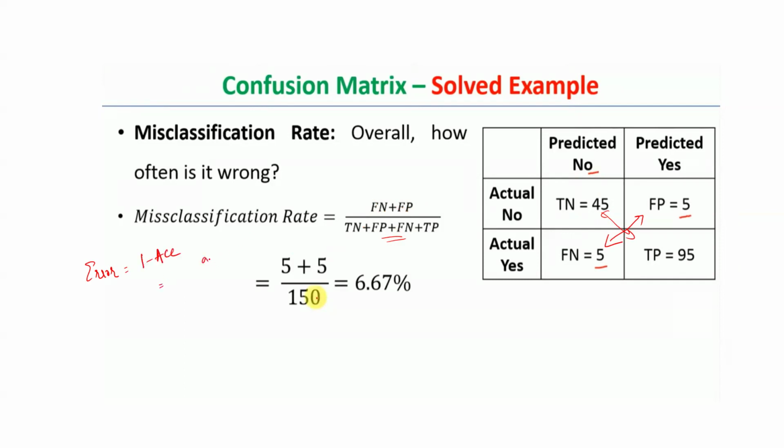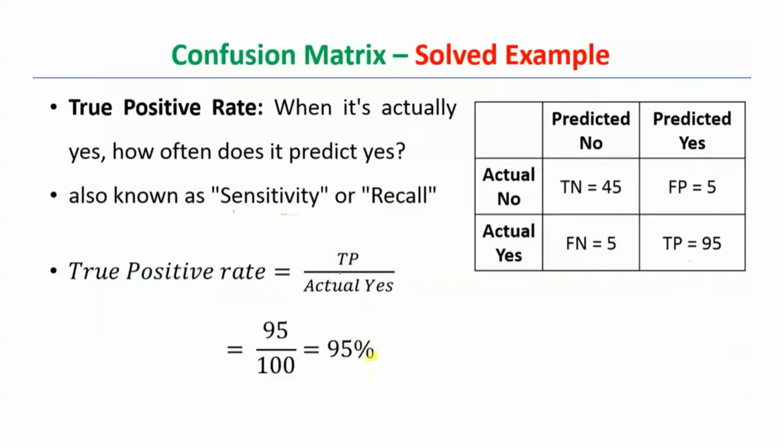So we already got 93.3. So 1 minus 93.3, you get 6.67. So 6.67 means we have a very low error rate. So we can conclude that our model is the best model.